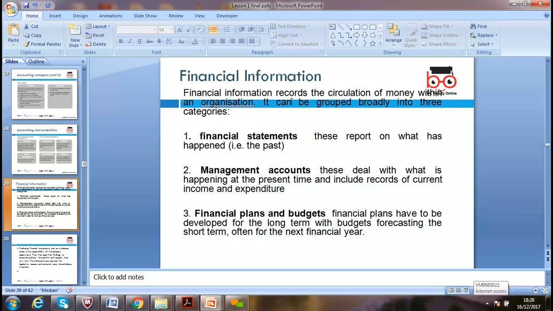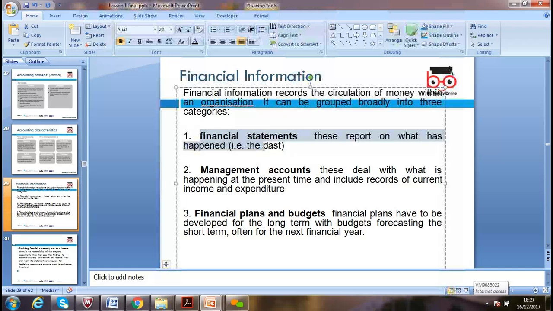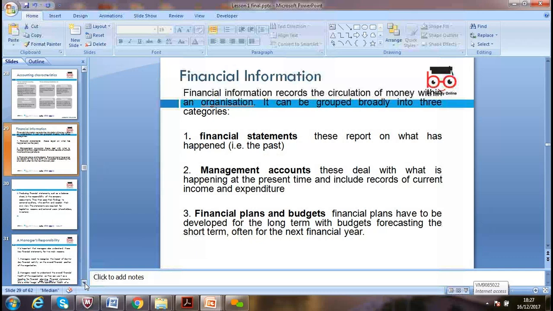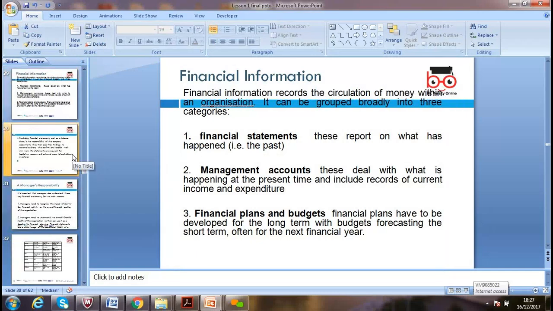Financial information, the record and circulation of the money within our organization, is grouped broadly into three categories. We look at the financial account statements, like financial reports, profit and loss, and management accounts. Ideally there is a record of income and expenses and a financial plan of the business: how much they are going to spend and where they are going to spend. We can look at that, and it will help us decide whether to invest or not.